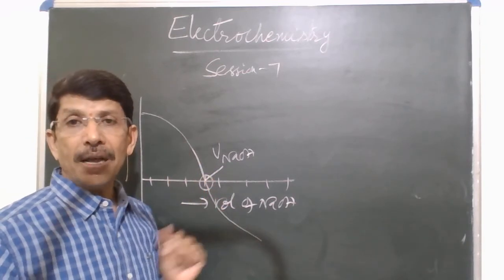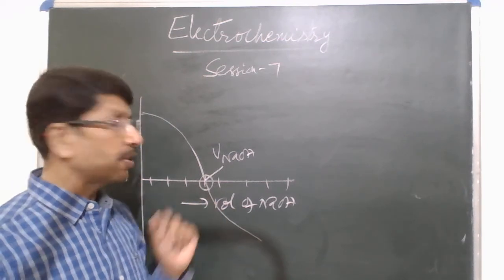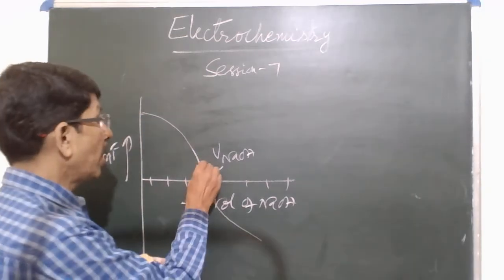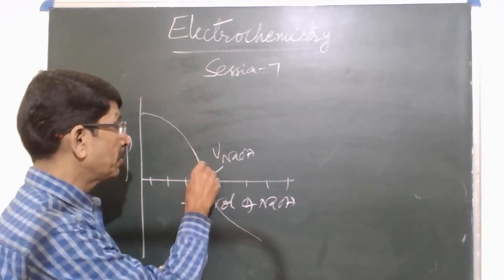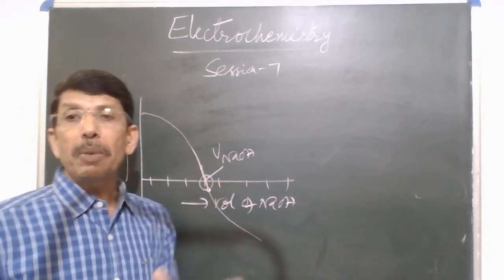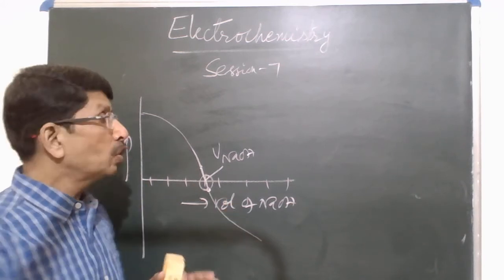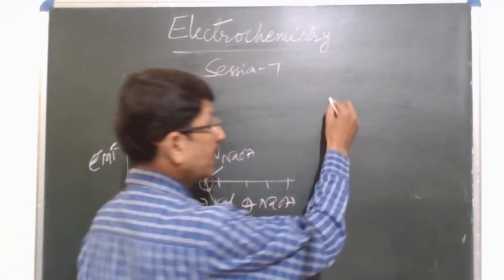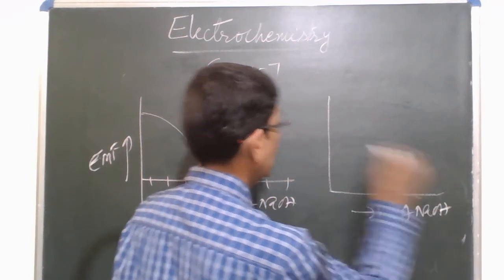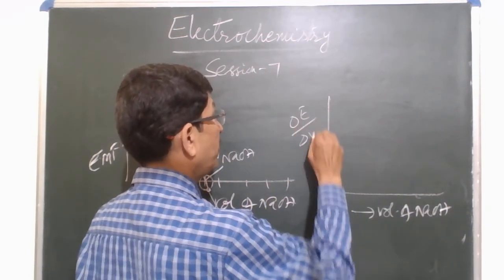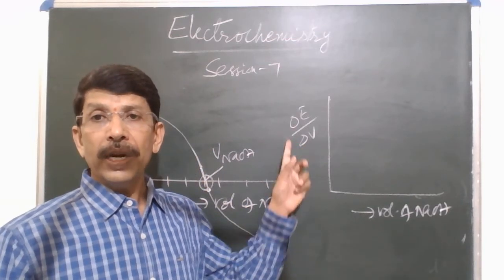From this graph, it would be slightly difficult to determine the exact volume of NaOH because we join the points with a smooth curve, and there may be a slight error when we join the last positive value and first negative values. So there may be a slight error in the volume of NaOH determined from this graph. To overcome the difficulty, another graph is plotted, which is volume of NaOH versus delta E over delta V. This is called the first differential graph. Delta E over delta V.